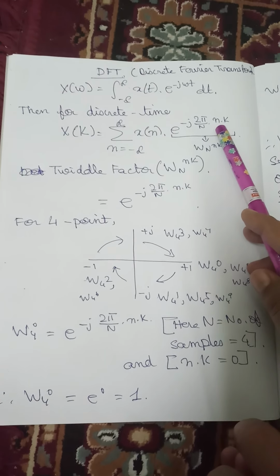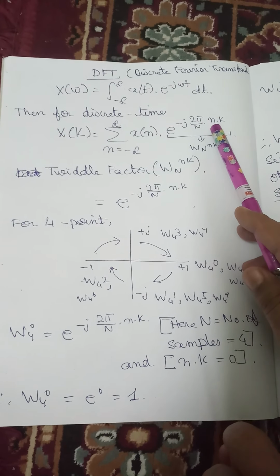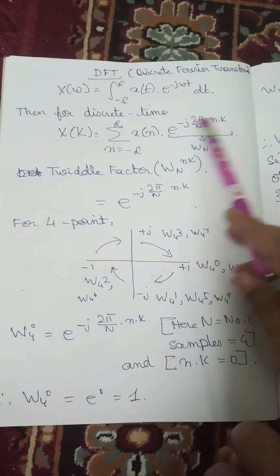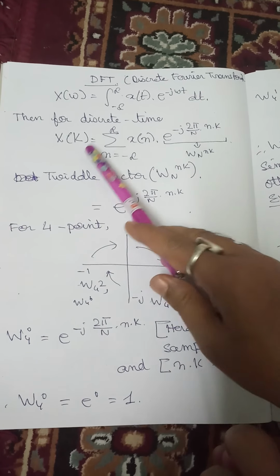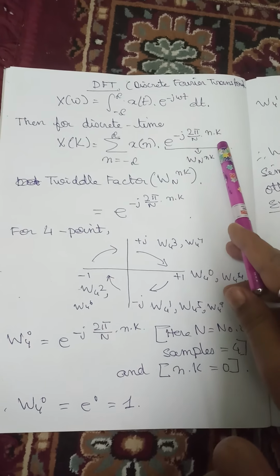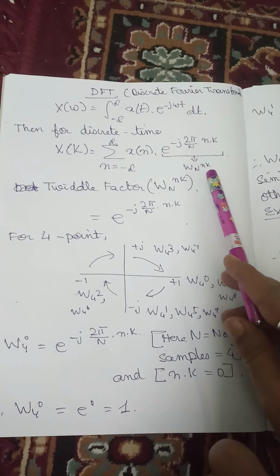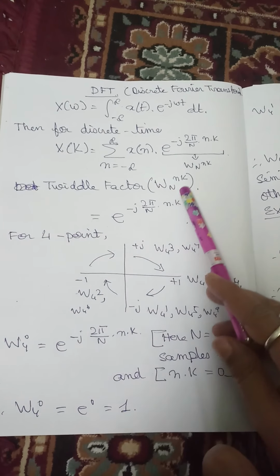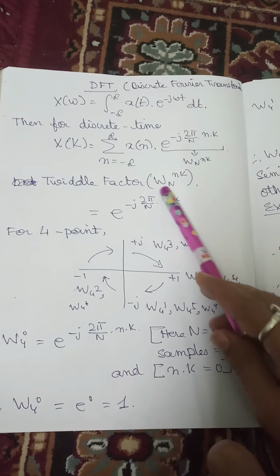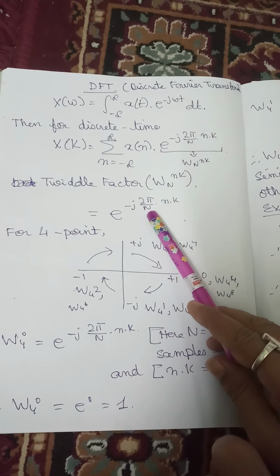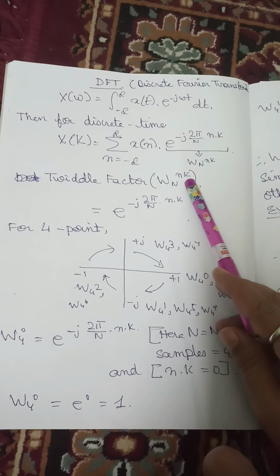Here n is the particular index of the x[n] sequence, and k is the index of X[k], which is what we are computing. This is a very complex calculation, so we represent it with a twiddle factor. The twiddle factor is given as e to the power minus j 2 pi by N into n into k. Compare the small n: capital N is the number of samples, so we write it as capital N, and n into k is given over here.